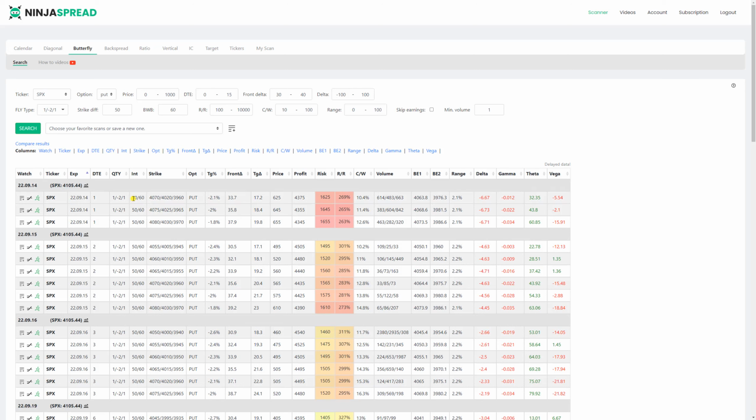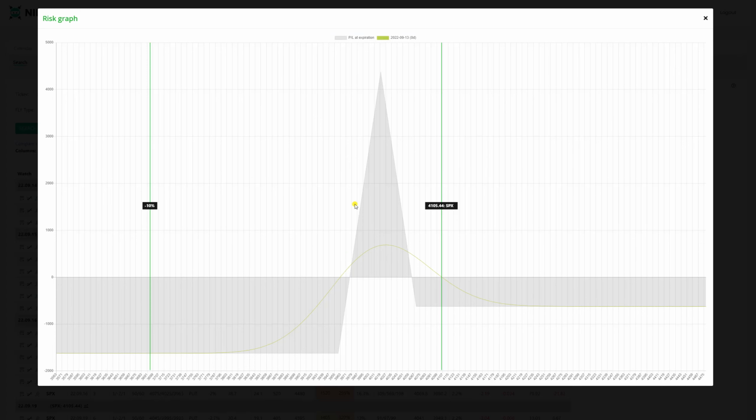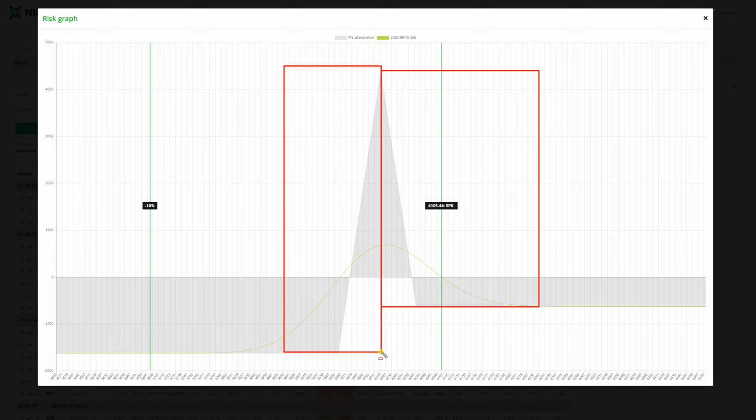Here you can see the first interval is 50 and the second is 60. So the difference of the first strikes is 50 and the difference of the second strikes is 60. That's why it's a broken wing butterfly. Here you can see the broken wing type. This is where there is 50 strike difference, and this is where it's 60.